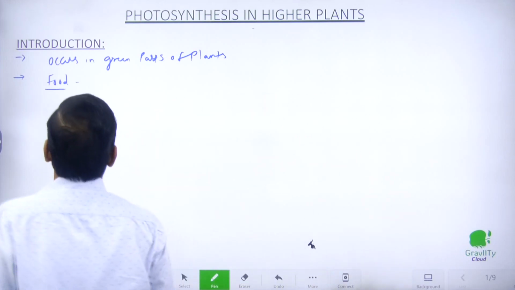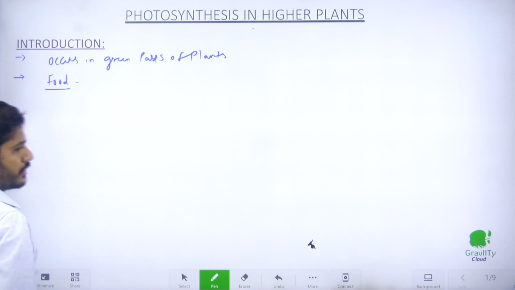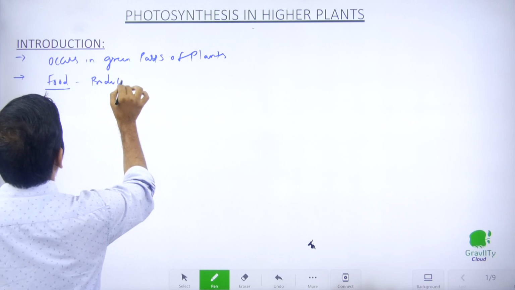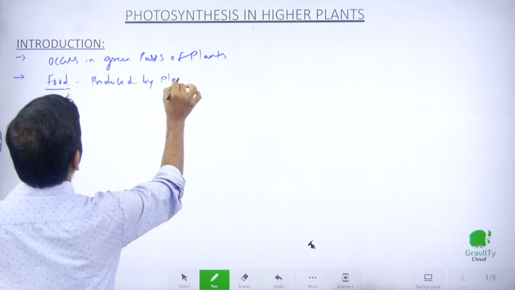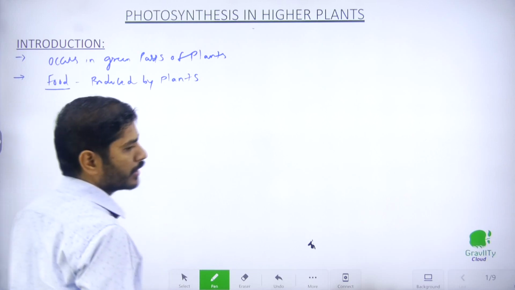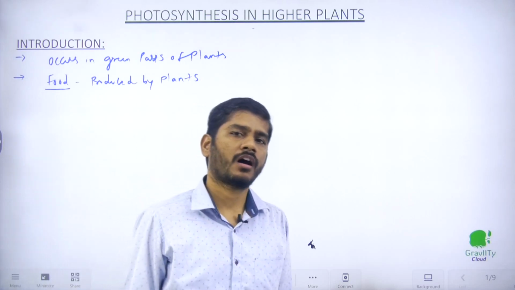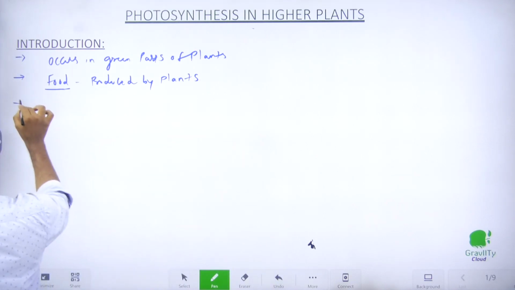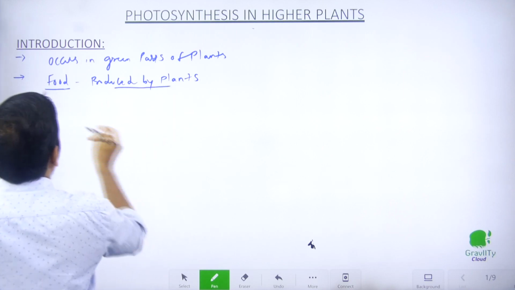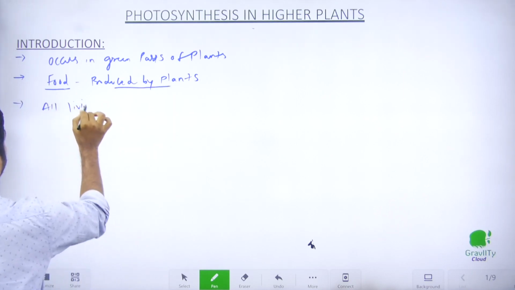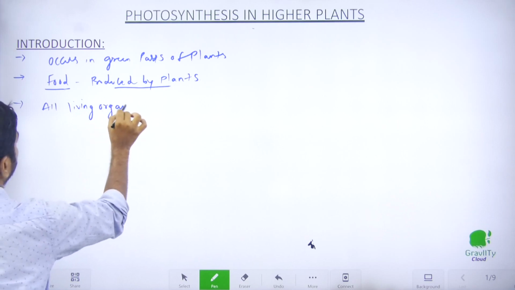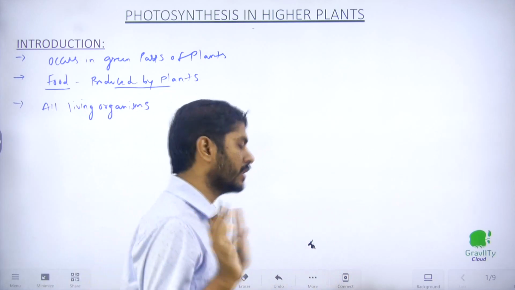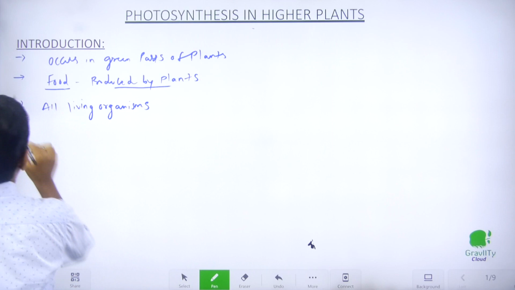Okay, now next, food is produced by plants initially. So it is a kind of metabolic activity which provides food for all kinds of living organisms, either directly or indirectly. All living organisms will get food irrespective of size, shape and mode of nutrition.